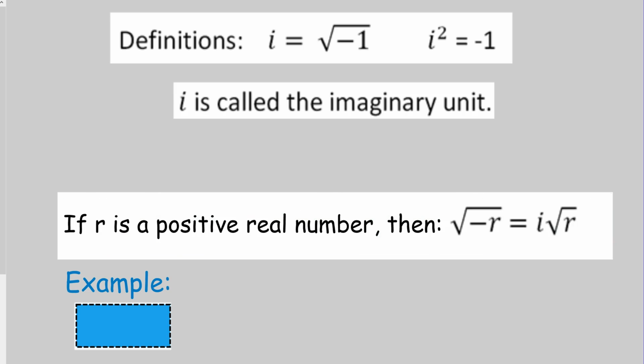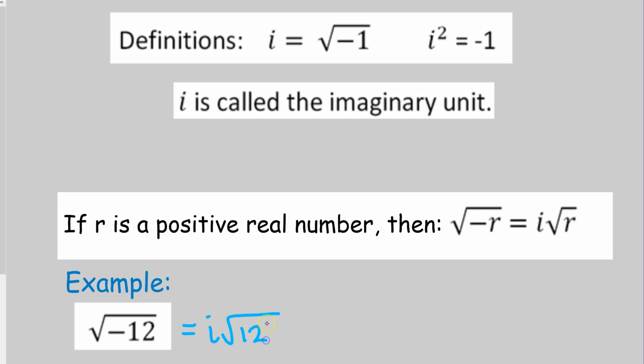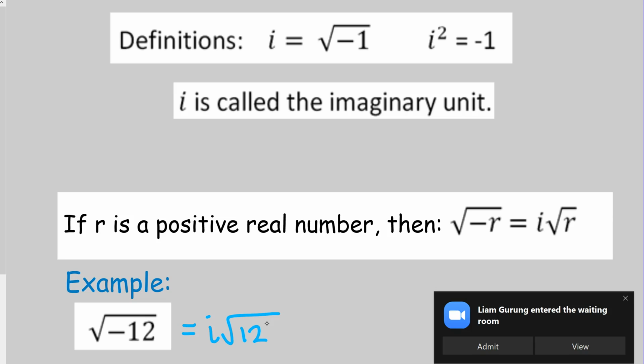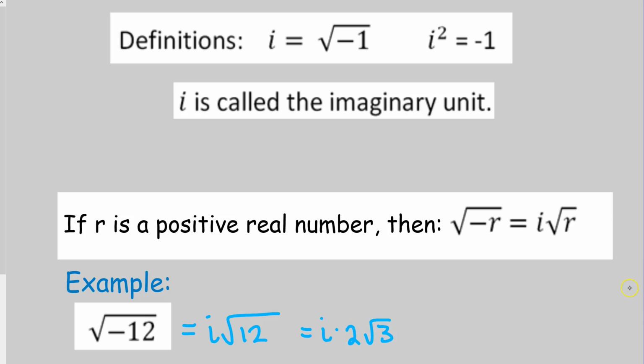So if you saw the square root of negative r, so r is a positive, so this would be like the square root of negative 5, you would write it as i square root 5. So let's do this example. If we have the square root of negative 12, we're going to write it as i times the square root of 12. So this is an imaginary number. And then we can simplify the square root of 12 like we would simplify other square roots. Square root 12 is 2 square root 3. And so we're actually going to write this as 2i square root 3.